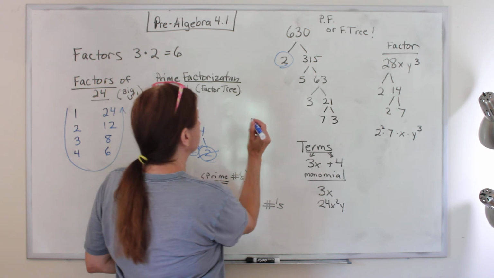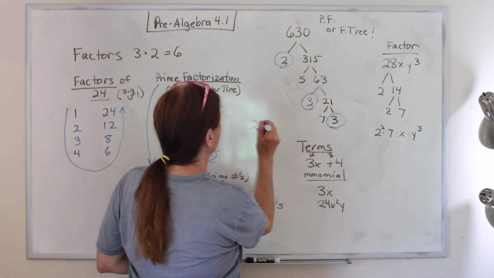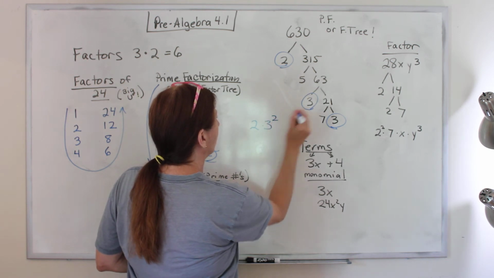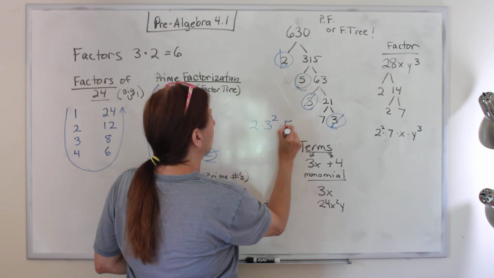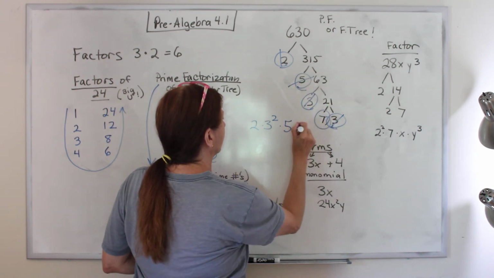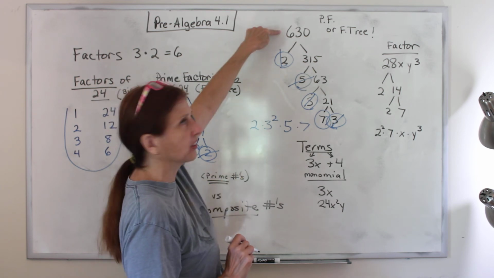All right, so 2 is the first one. There's only 1 of them. Next is 3. And there's 2 of them, so I'll mark them out after I do them. And then comes 5, and there's 1 of it. And then 7, and there's 1 of it. So that is the prime factorization of 630.